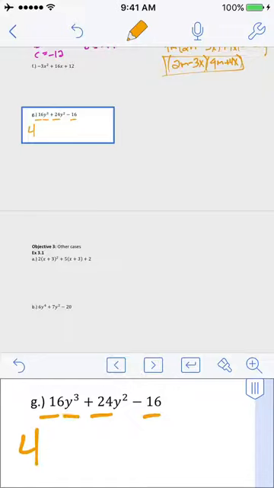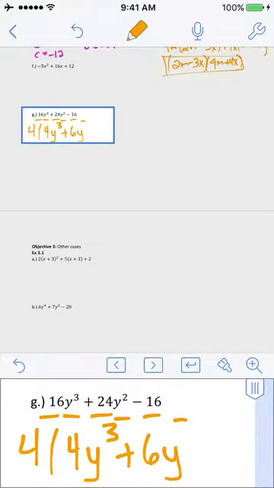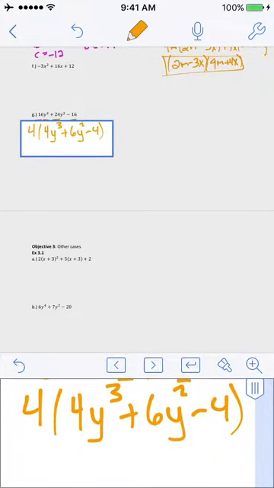And I end up with, okay, they don't have a y in common, so I can't do a y. But I get 4y cubed plus 6y squared minus 4. And, oh, that didn't get rid of my problem. It's still a cubic.